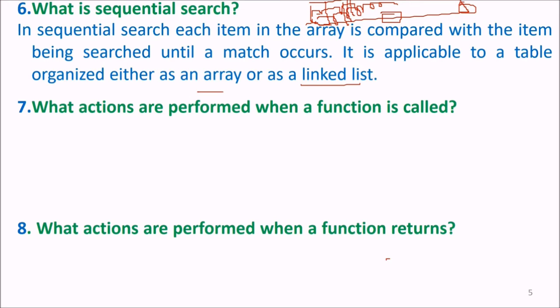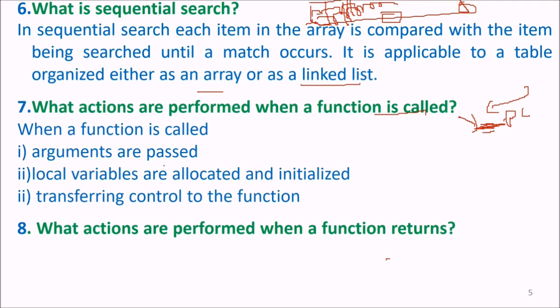What actions are performed when the function is called? When a function is called, first of all, you have to save the present location, that is, where the execution should resume when the function returns. So the program counter, the address of the next instruction, has to be stored. Various other things can also be stored. First, the arguments need to be passed. The local variables are allocated and initialized in the function, and control is transferred to the function.